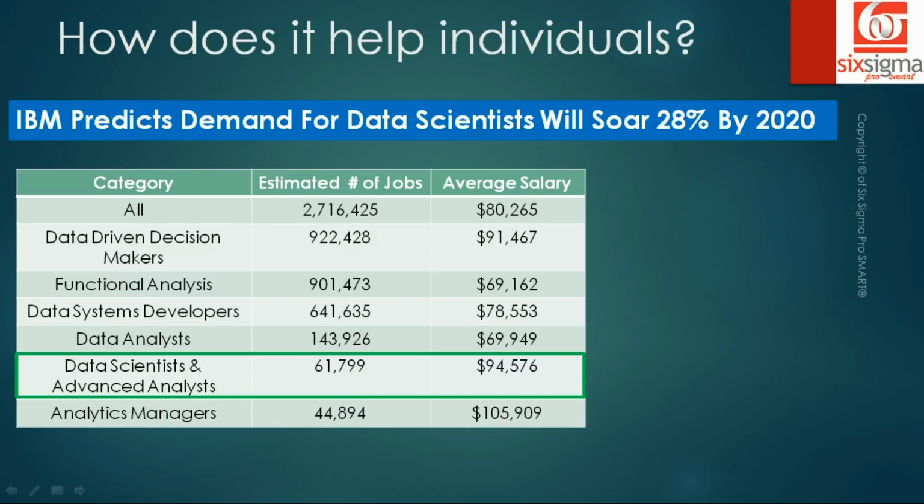But what is it that's in store for people who are working, or the individuals? So IBM predicts the demand for data scientists will soar 28% by 2020. And that's a huge demand by all standards. Now let's have a look at the kind of salaries that different jobs in the field of data analytics are offered. So of course, there is a category of data scientists and advanced analytics, the one that you see framed in green here. What is a data scientist? I'd just like to touch upon that.